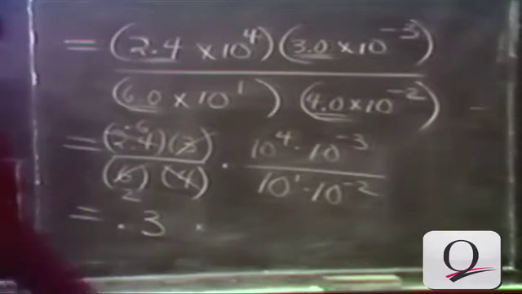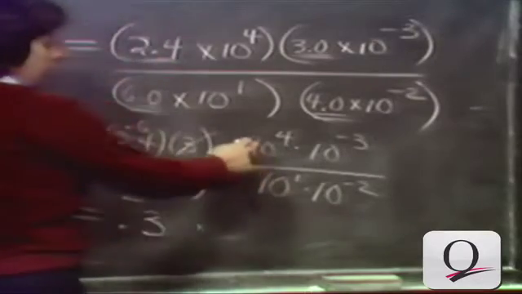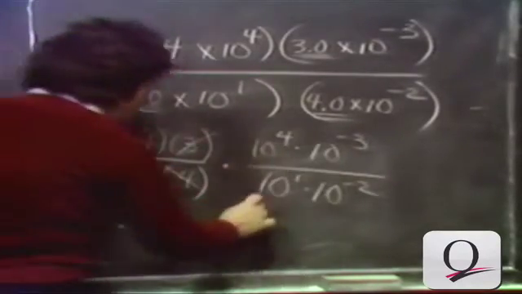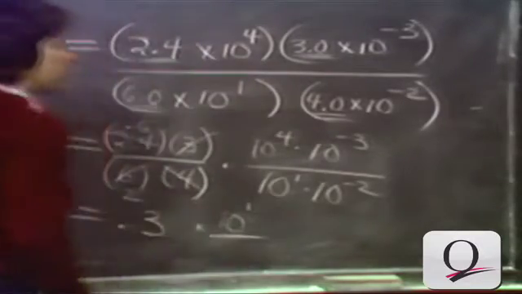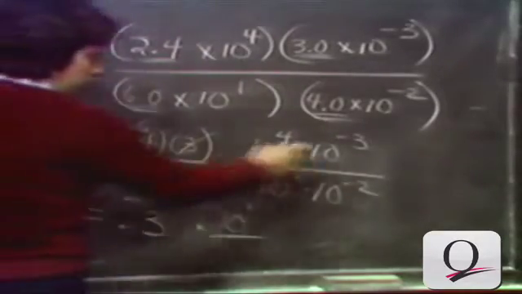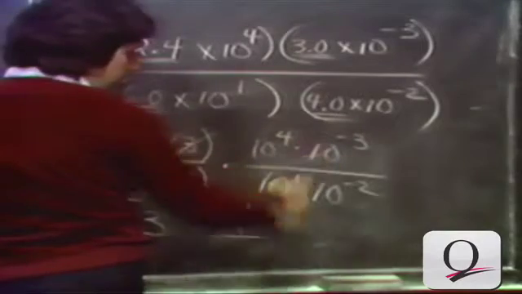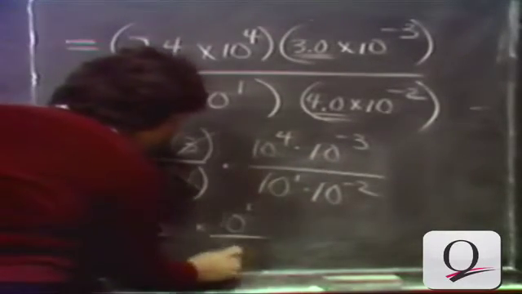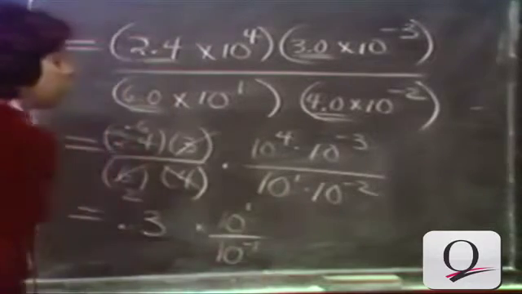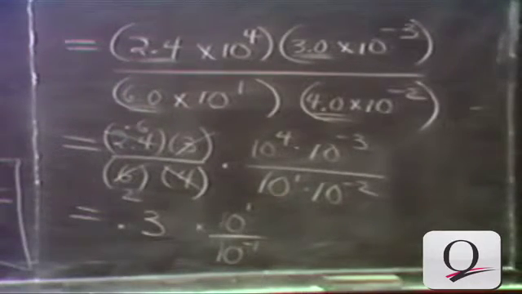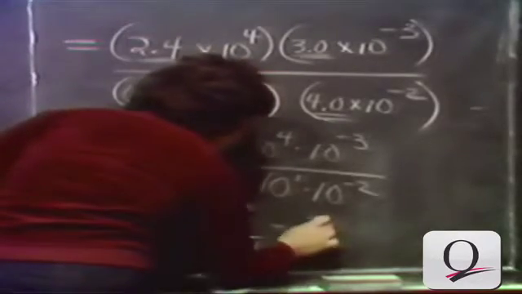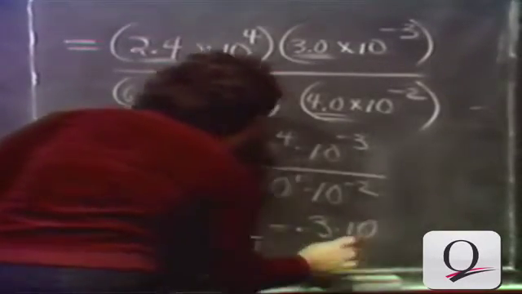Now, let's look and see what we have here. In the numerator, we have 10 to the 4th times 10 to the minus 3, which is 10 to the 1. When you're multiplying here, you keep the same base, you add the powers. And 10 to the 1 times 10 to the minus 2 is 10 to the minus 1 power. Once again, you are multiplying, you add the powers. And we get 0.3 times 10.